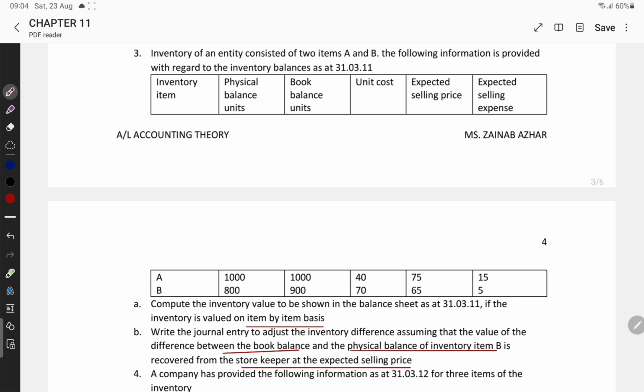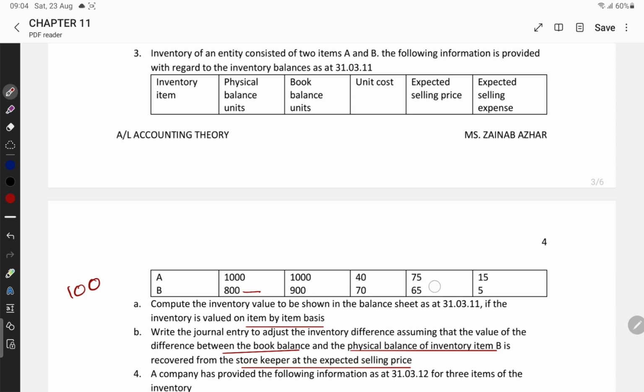So book is showing 900. You go to the store and you count, it's showing only 800. So 100 units of inventory is missing. Who is responsible for this? The storekeeper. So we tell the storekeeper, you're responsible, you have to pay this. So he will pay. So 100 units of inventory is missing and we will recover this from the storekeeper at the expected selling price. Just keep that in mind.